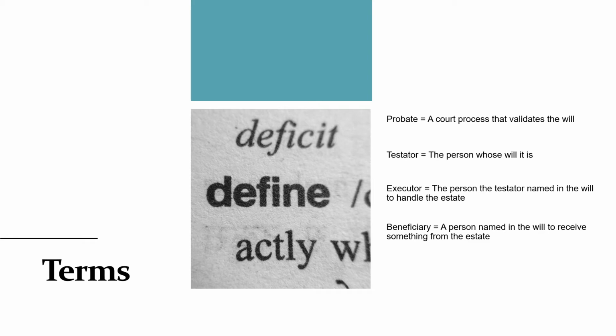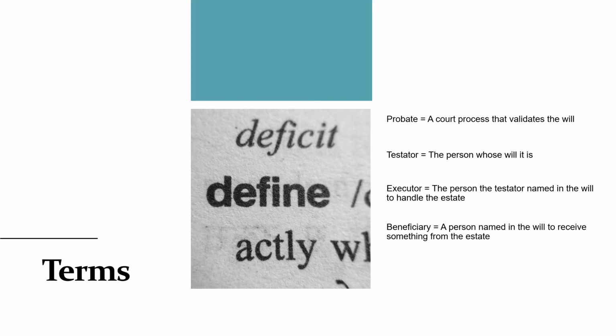Let's get started with some definitions. Probate is a court process that validates the will. The original will, along with a bundle of other documents, is filed at the court for review by a judge. If everything is completed properly, the judge will sign an order granting probate. In some jurisdictions, this is referred to as a grant of probate, while other jurisdictions call it letters of probate.